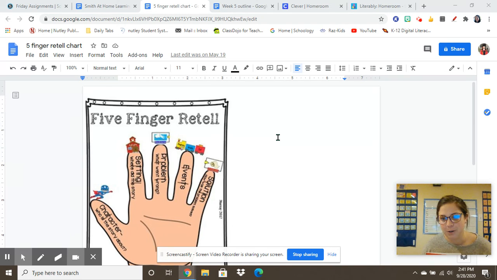That's a-okay to do. All right, so what you're going to do today is read a book and then stop and use your five finger retell. Characters, setting, beginning, middle, and end.